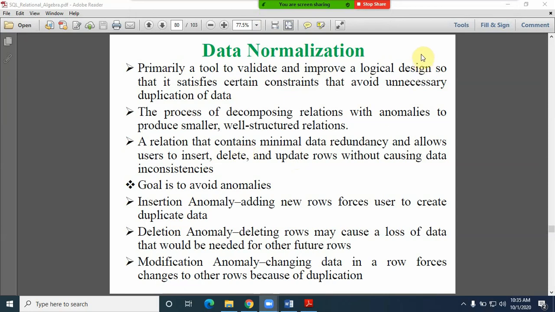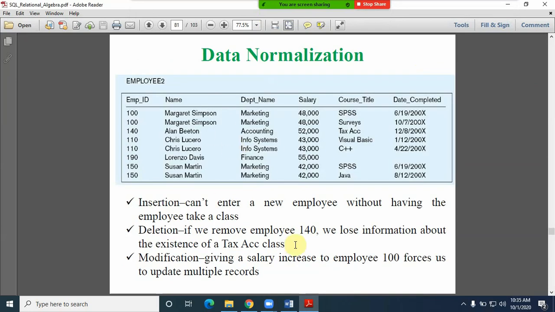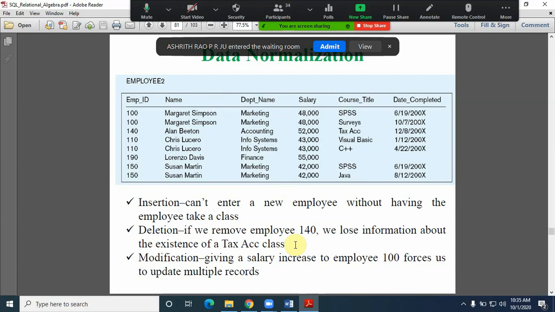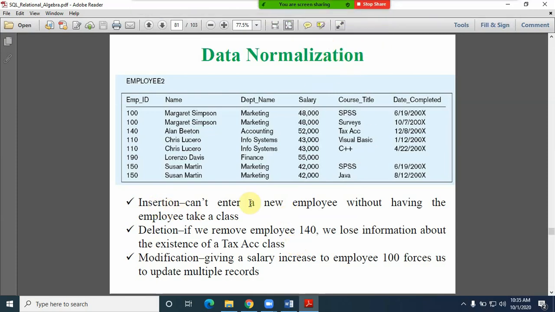Let me show you the table once more. This is the table. Without having all the details, we may not insert the data. That is the insertion anomaly. We cannot enter a new employee without having the employee class. And deletion: if we remove a particular employee, we lose information about the existence of the tax account class. That's how they designed the relation, friends.